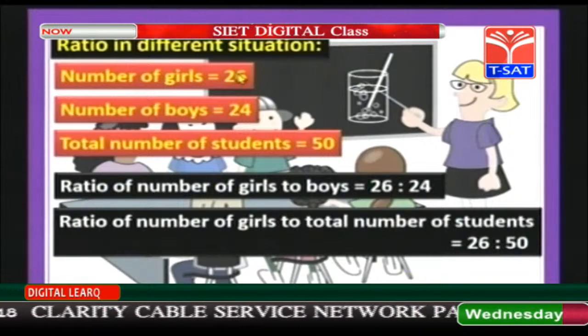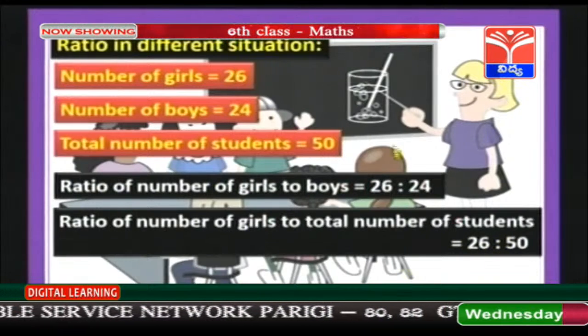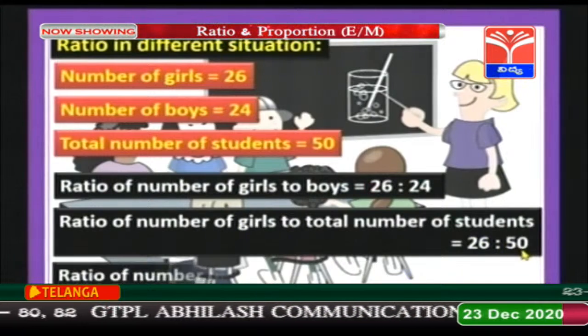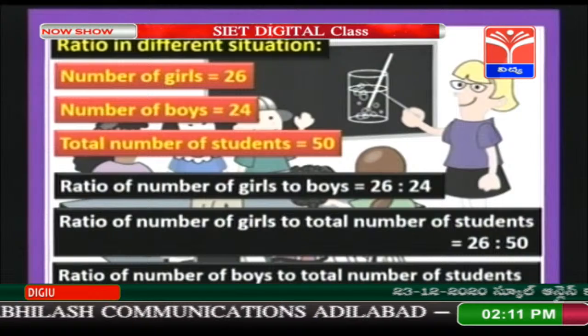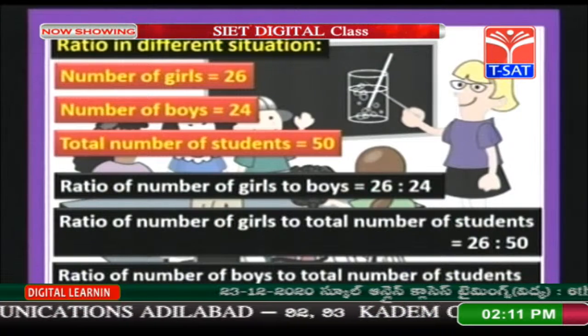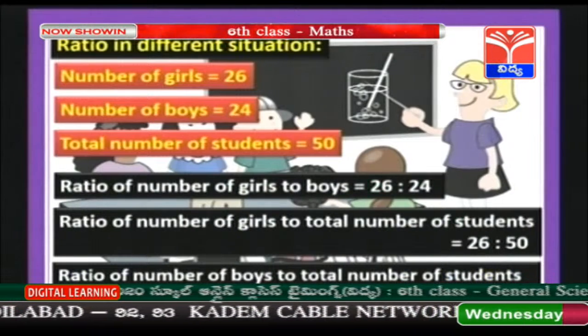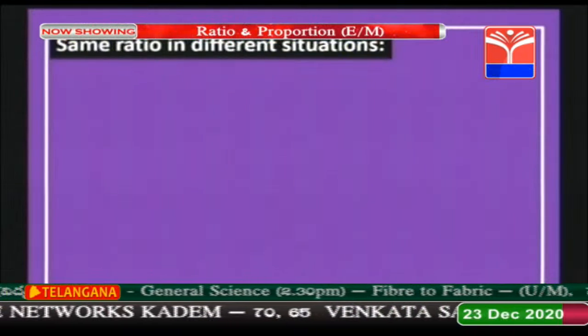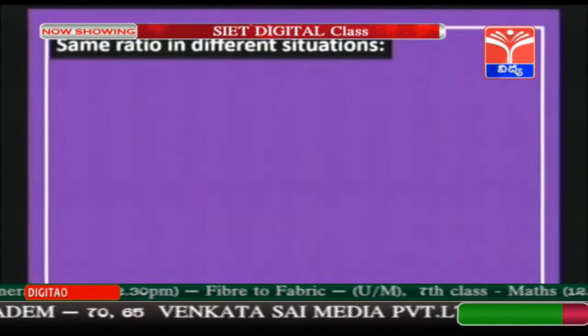Now what is the ratio of the number of girls to the total number of students, children? Yes, girls are 26. So 26 is to total number of students are 50. So 26:50. In the same way, let us find out the ratio of number of boys to the total number of students. So number of boys 24, total is 50. So we get 24:50.